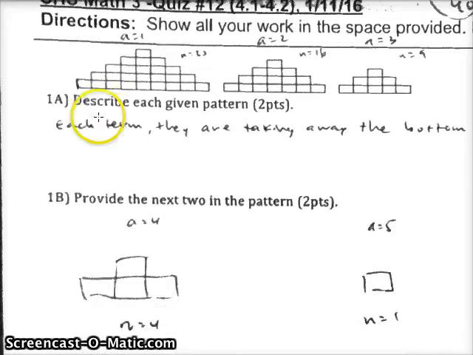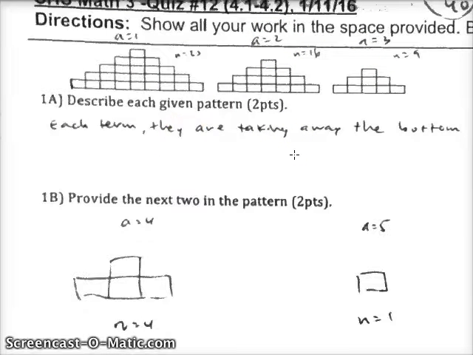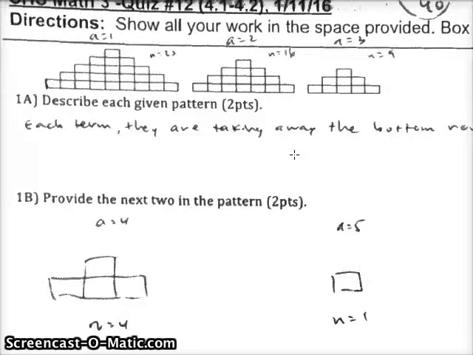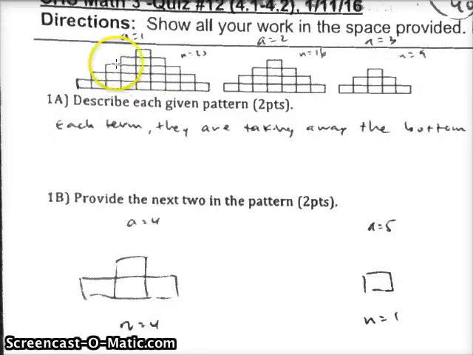Question number 1. Given each pattern, describe each given pattern. So here I labeled this the first term, this is the second term, and this is the third term. I noticed that each term they're taking away the bottom row. That's how I described it, because I noticed that there's more boxes and there's less and there's less. So if you mention something about subtracting, okay, but you have to talk about an entire row.